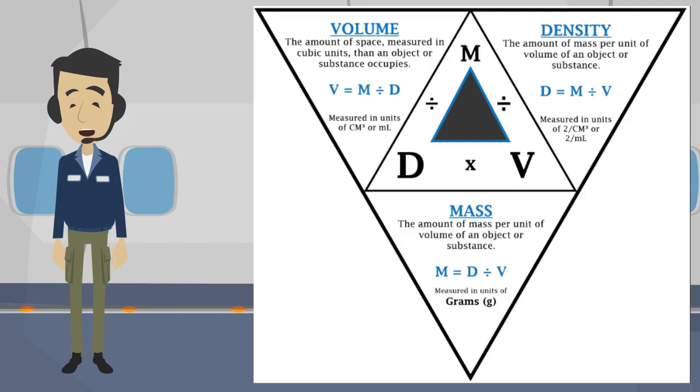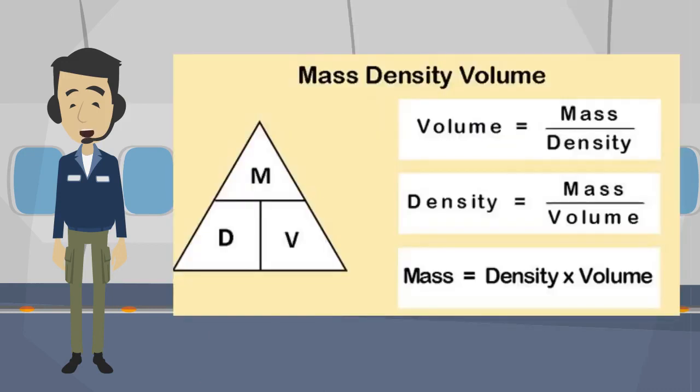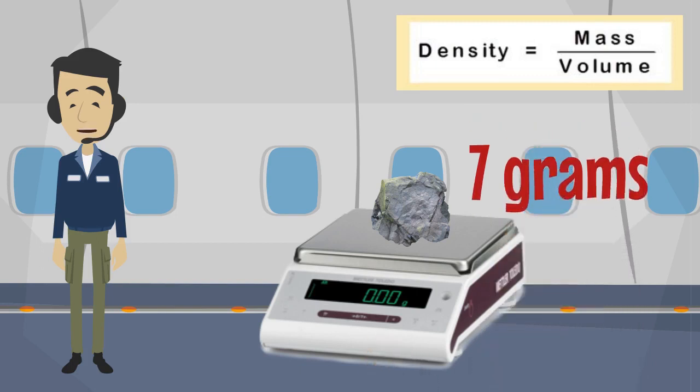Cover the one you don't know and then do the math. If you want to know the density, just divide the mass by the volume. Finding mass is easy. Just weigh the object. In this case it's 7 grams.